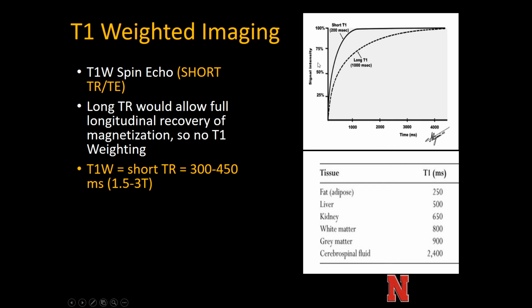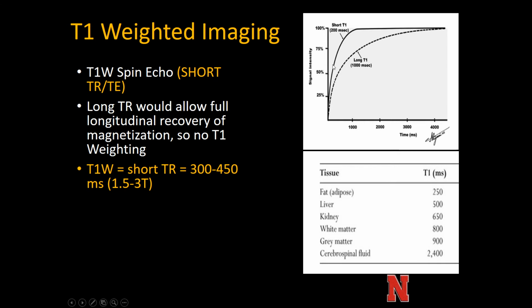T1 weighted imaging. So most commonly, as an example, you'll be shown a T1 weighted spin echo sequence. These by definition have a short TE and TR. A long TR would allow all that longitudinal recovery of magnetization. So if we waited long in terms of our TR, all the T1 weighting would be gone because all of the longitudinal magnetization would be recovered.